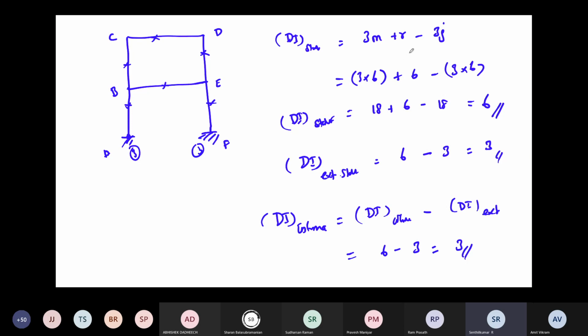So for many multi-story building frames, you can use this equation to find the static indeterminacy. The concept behind the equation is each member will have 3 unknowns. That's why 3 into m, plus support reactions are also unknowns, minus each joint you will have 3 equations. That's why 3 times the joints. That is the basis behind the equation. So when you solve, you will get the indeterminacy.